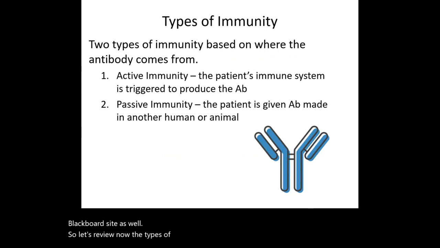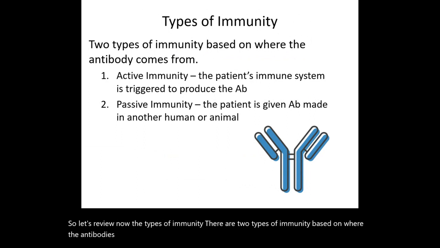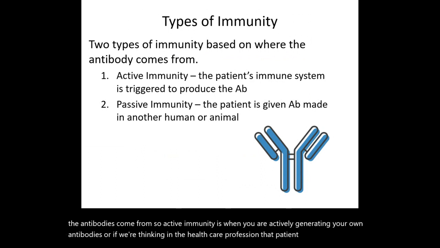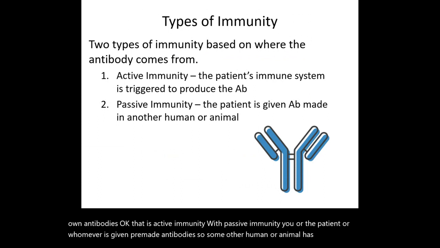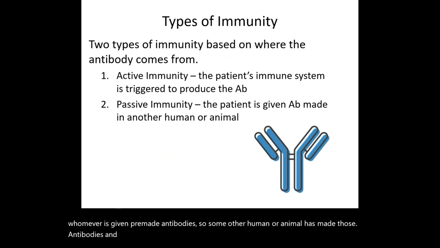There are two types of immunity based on where the antibodies come from. Active immunity is when you are actively generating your own antibodies, or if we're thinking in the healthcare profession, the patient has generated their own antibodies. Okay, that is active immunity. With passive immunity, you or the patient or whomever is given pre-made antibodies. So some other human or animal has made those antibodies and you are just giving them. So you're acquiring it in a passive manner.